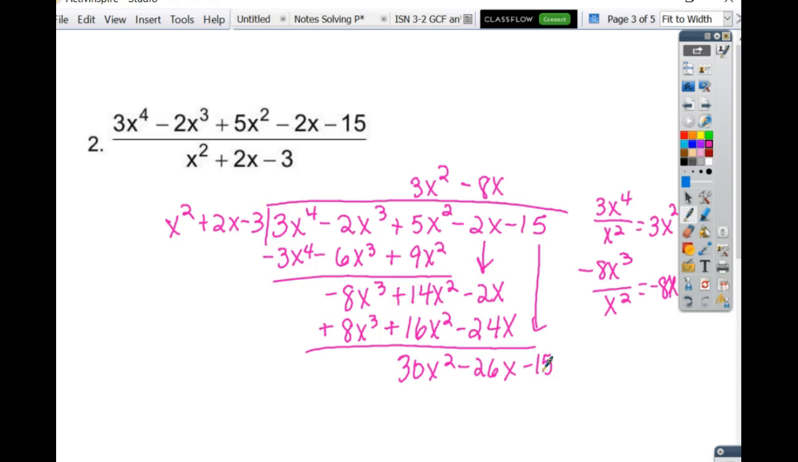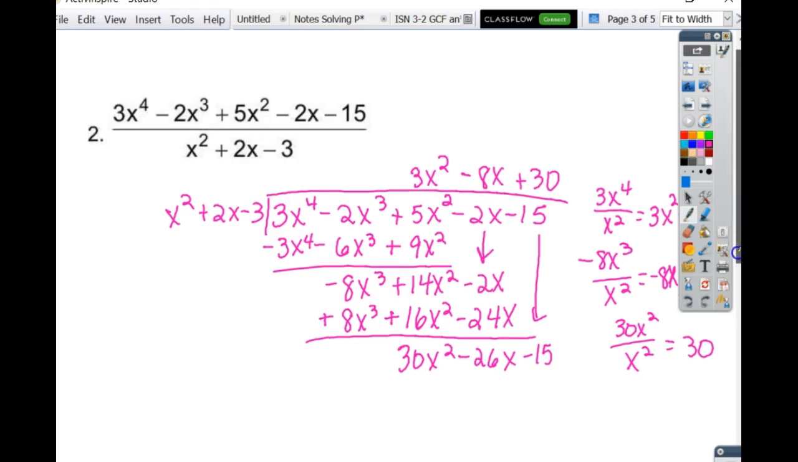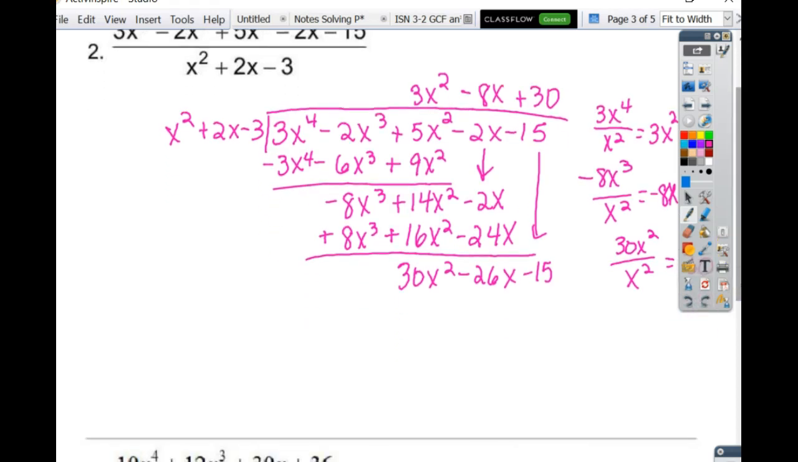First term divided by first term. So 30x squared divided by x squared is 30. So 30 times x squared gives me a positive 30x squared, but I'm going to make it negative. 30 times 2x gives me 60x, but I'm going to make it negative. And 30 times negative 3 gives me negative 90, but I'm going to make it plus 90.